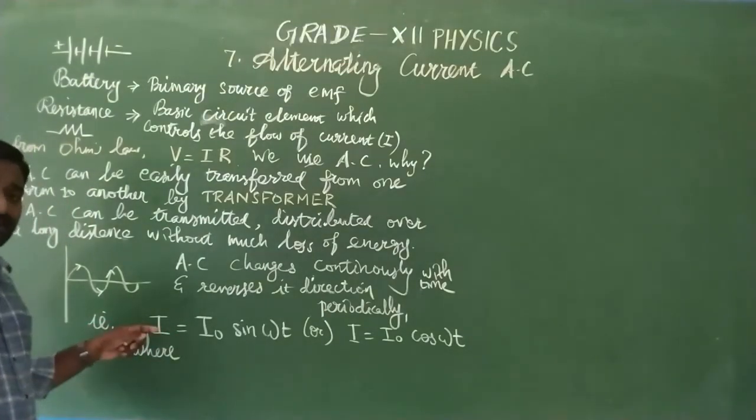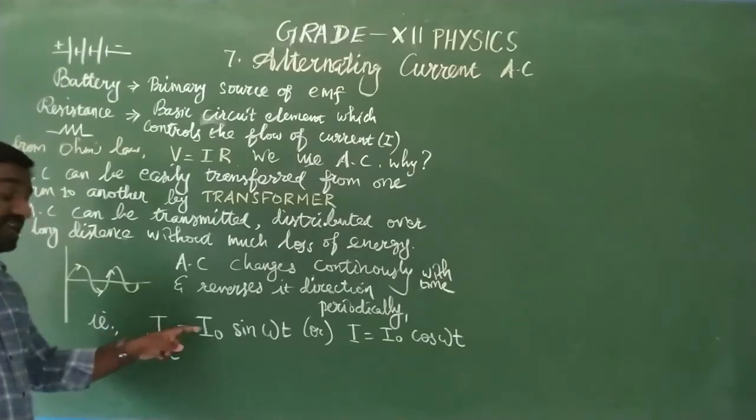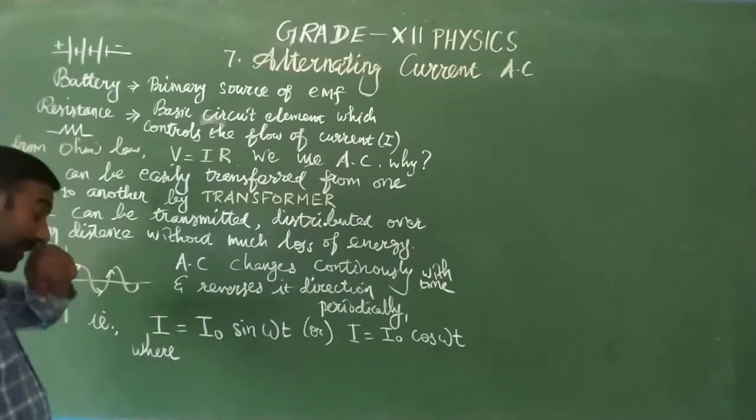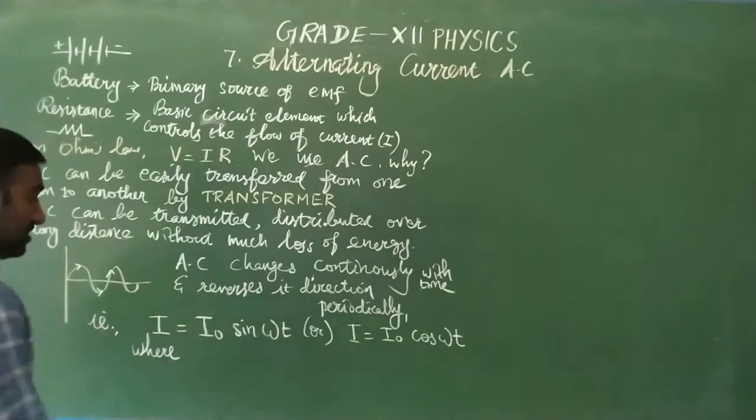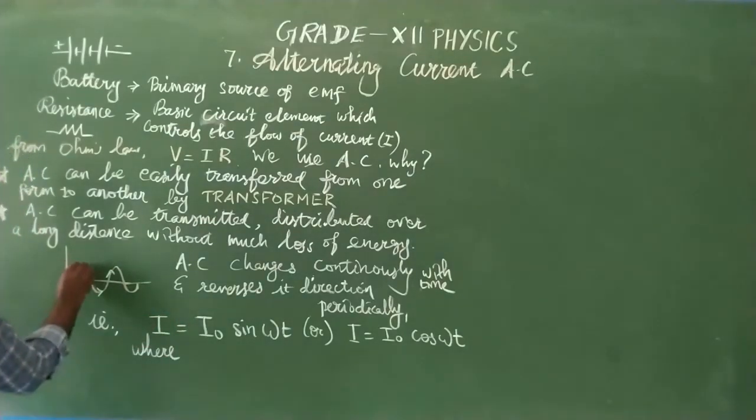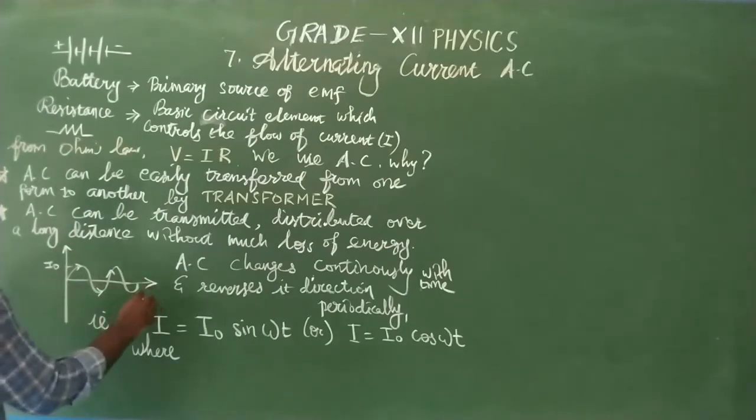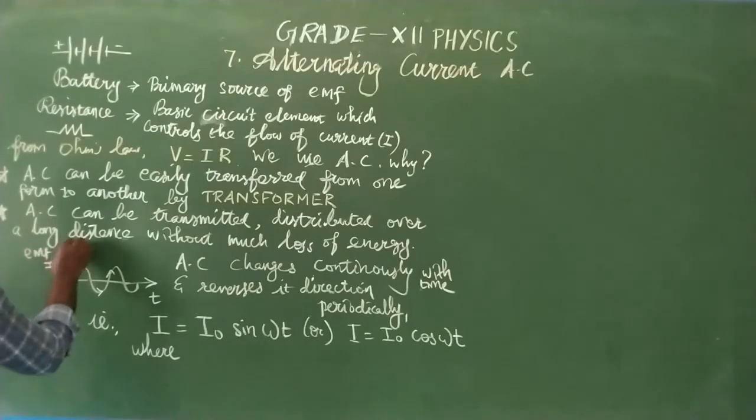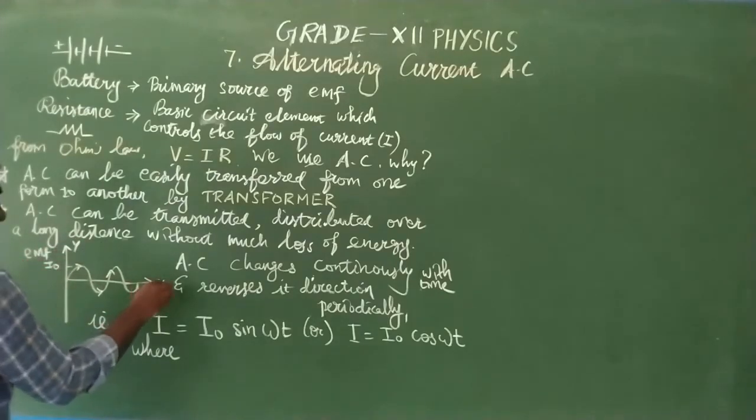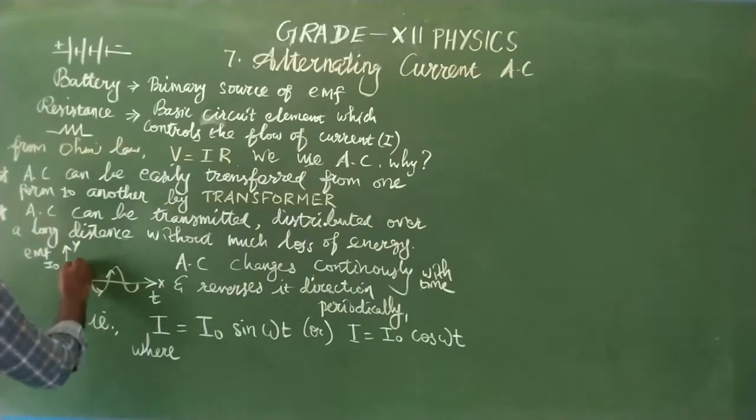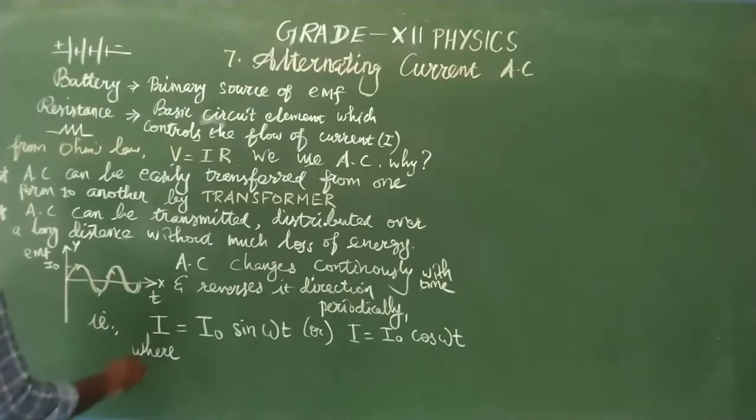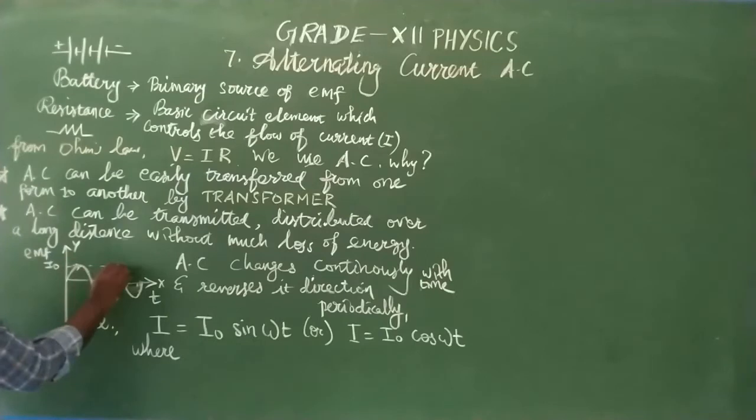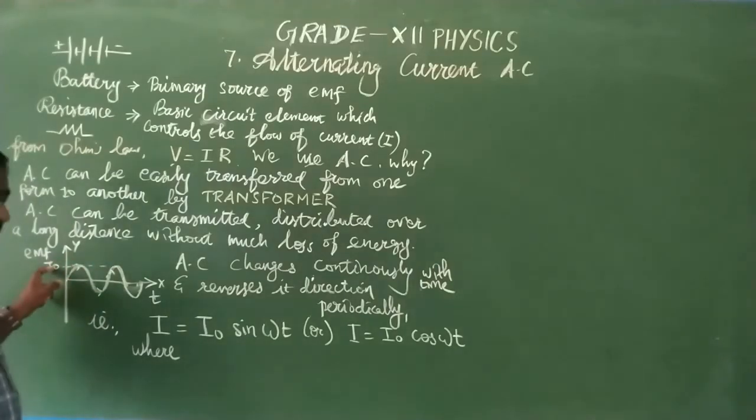It's an instantaneous current. I is the instantaneous current. I naught is the peak current or maximum current. So here this is I naught. So this is the AC EMF. It is plotted between the time and the AC EMF, so in y-axis EMF is taken and in x-axis the time is taken. Then this is the alternating EMF, whereas this indicates the maximum current or peak current.